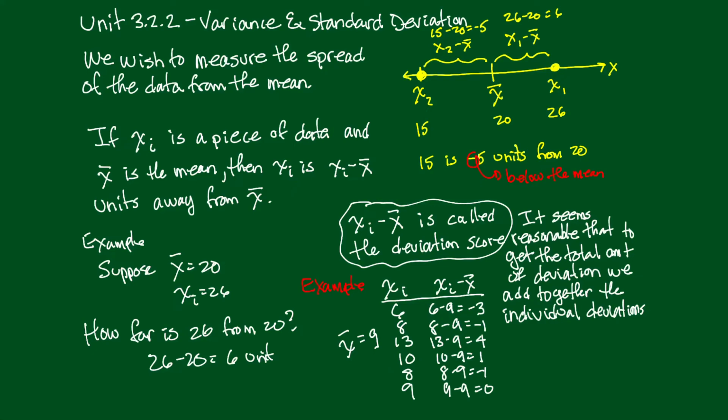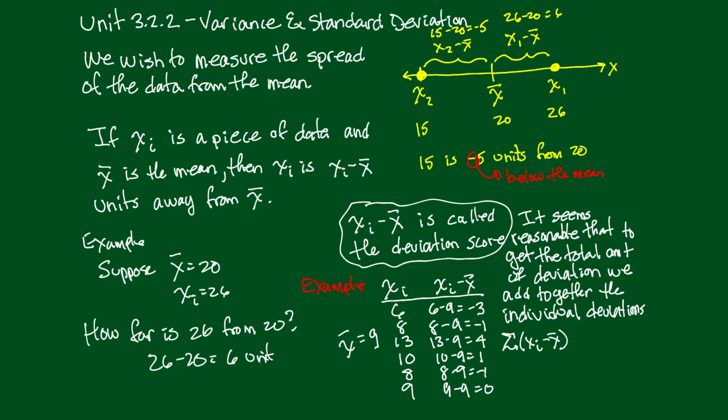It seems reasonable that if you want to get the total amount of deviation, that's what we're trying to do here, back at the top we want a measure of the spread of the data from the mean. So I've got each individual spread. Now, to get the total, why don't we just total these things up? So just add all the individual deviations together. Here's what it's going to look like. Remember that symbol, the summation? I'm going to add these things: x sub i minus x bar.